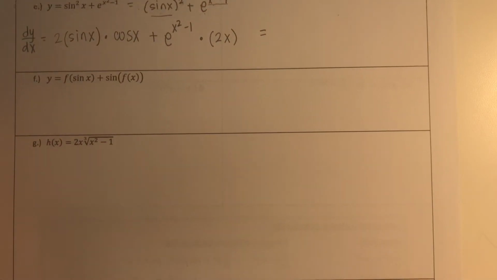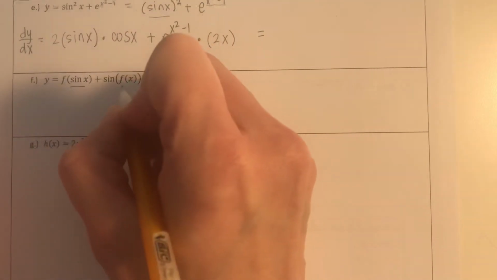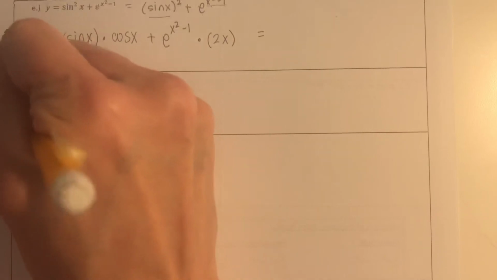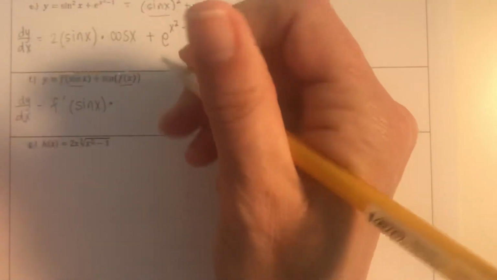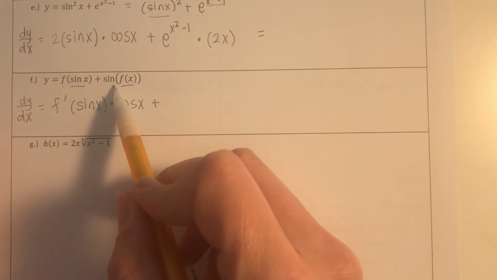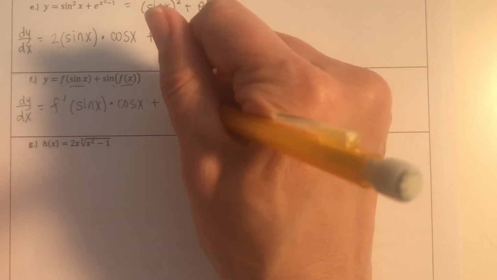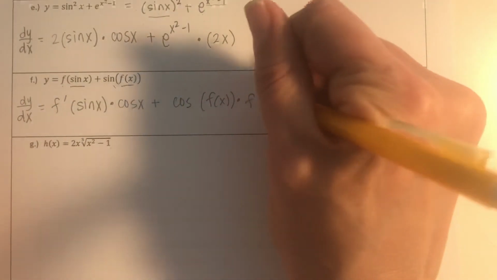The next problem is f. And f, you have an inside function, sine x, here. And then the second one, we have an inside function, which is f of x. So if you notice, there's an outside and an inside for both of these. So go ahead and put dy dx, or y prime. Take the derivative of the outside, which will be f prime. Leave the inside function the same, times the derivative of the inside function, which is going to be cosine of x, plus the derivative of the outside function, sine, keeping the inside the same, is going to be cosine of f of x, times the derivative of the inside, which is going to be f prime of x.